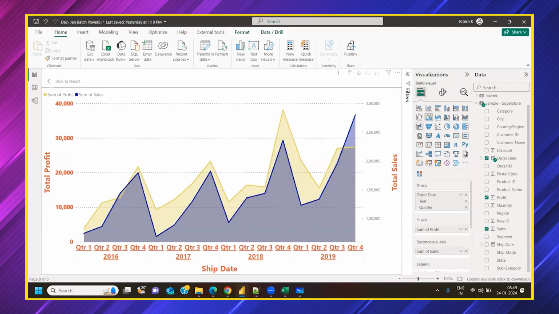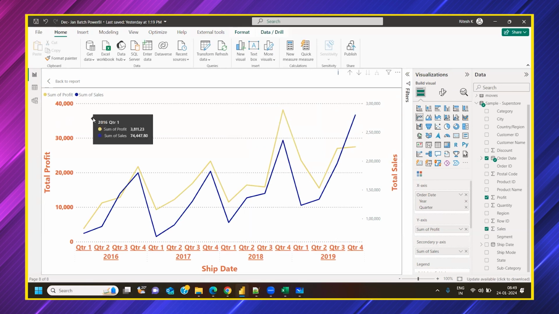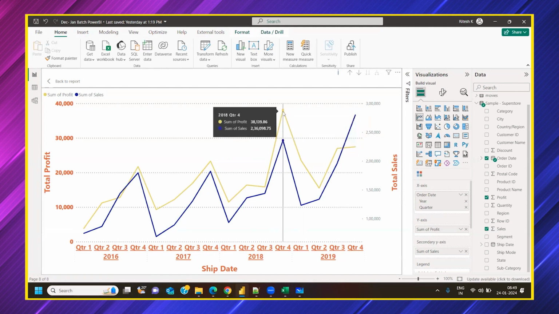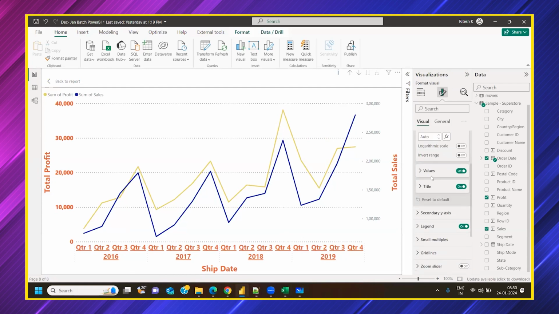In case of a line chart, this is fine. No one will ask you why the profit graph is greater than the sales graph, because they are always focused on whichever axis they are trying to check. Now, yellow is always towards the left. How do you make sure that yellow is towards the left? You should make sure this total profit is highlighted in yellow color. Now this is yellow color. What I'll do is go to the formatting and open the y-axis.